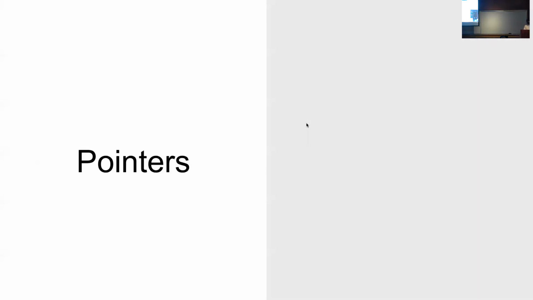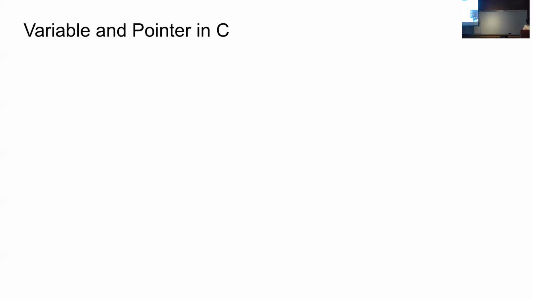Let's get straight into our first subtopic, which is pointers: variables and pointers in C. One major concept in C is the idea of memory, and memory is just storage with address labels. You have a place to store some values, and each value has an associated location, an associated address. That's a key idea in memory.